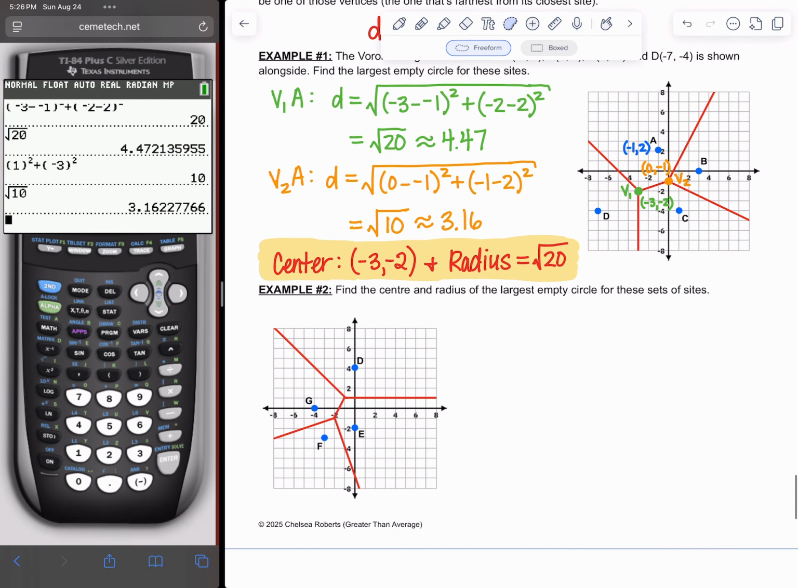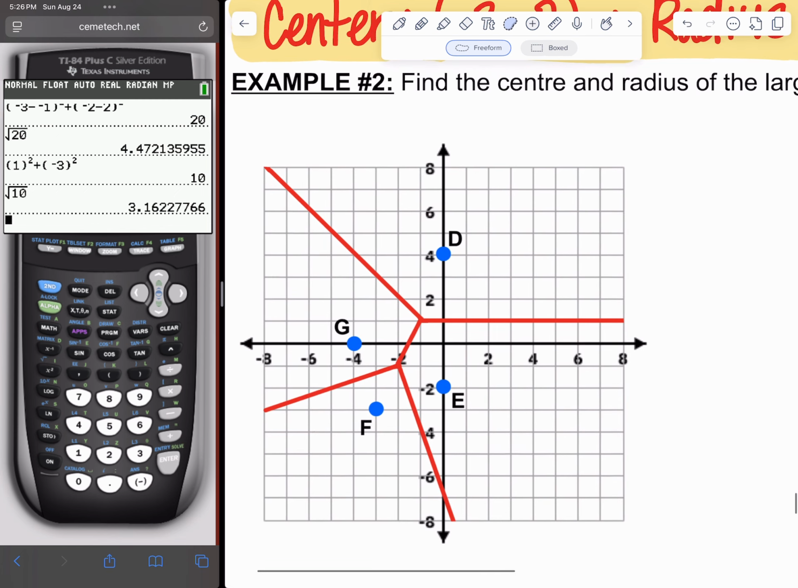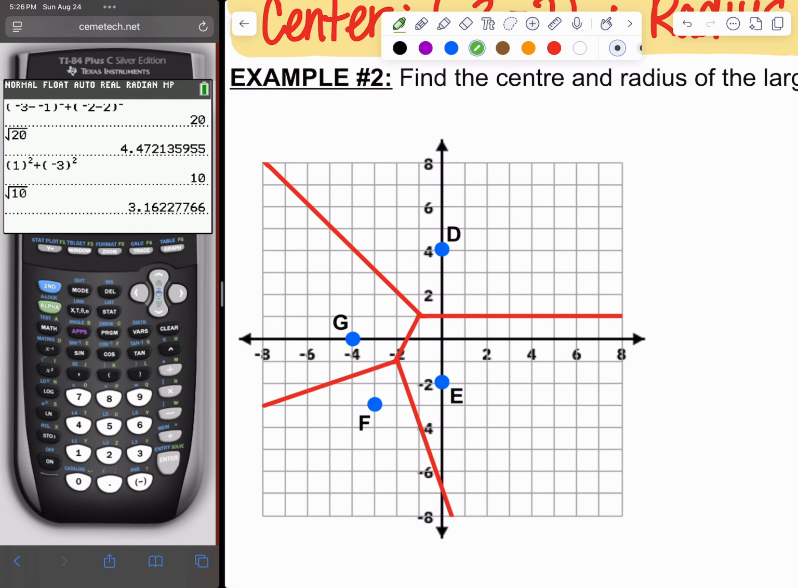So let's look at example number 2. Example number 2 says find the center and radius of the largest empty circle for these set of sites. So as we can see here, we have 4 sites and we have 2 vertices. We have one vertex here. I'm going to call it vertex 1, which is located at -2, -1. And then we have another vertex here, which is located at -1, +1. So that's vertex 2.